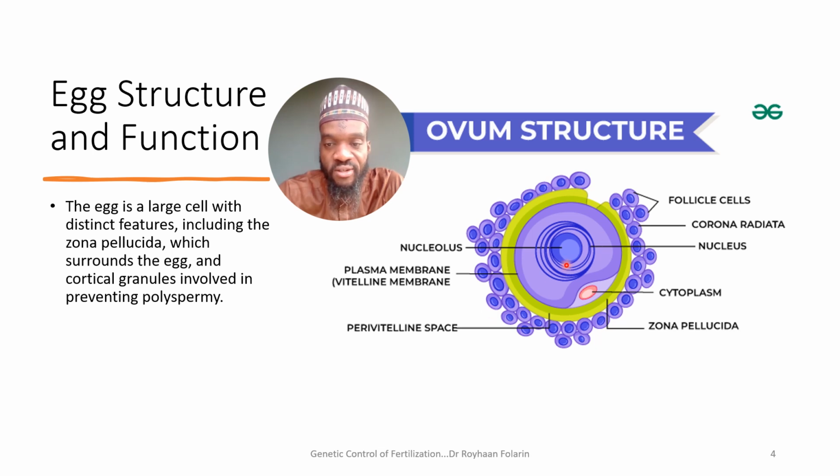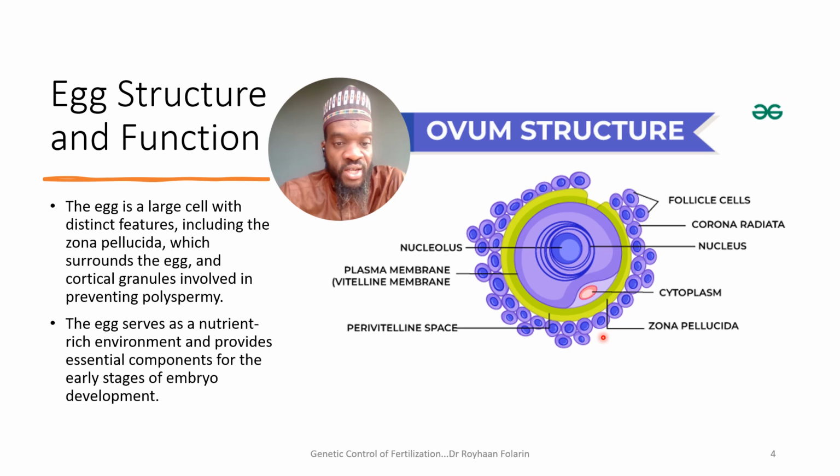So within the egg itself, you see the nucleus, which has the nucleolus within it, and then the cytoplasm is the space that you find all other content in. You find the zona pellucida, of course, surrounding the egg, and then it has cortical granules, all of which are involved in preventing polyspermy, which we'll address shortly. And the egg serves as a nutrient-rich environment, which provides essential components for the early stages of embryo development.